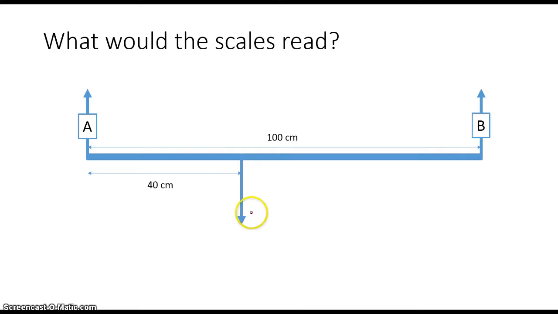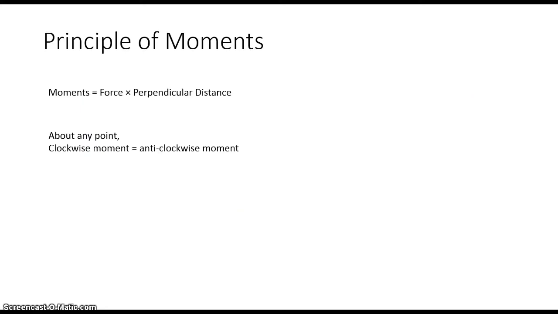what's going to happen is that we are going to hang a 10 Newton load here, that's 40 cm from scale A. So how do we actually predict the readings on scale A and scale B? We can use this idea called the principle of moments.